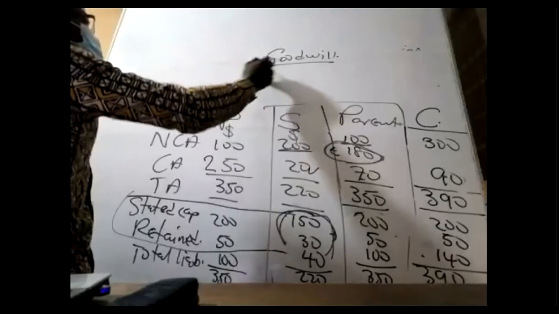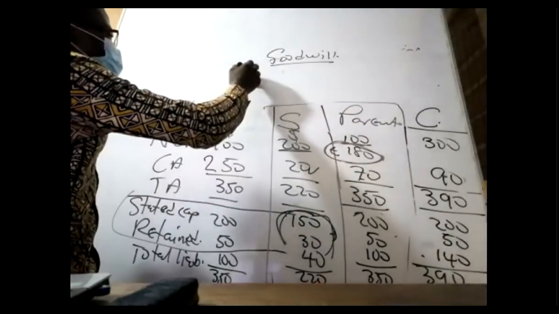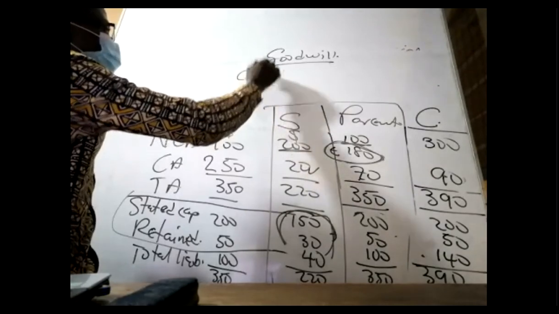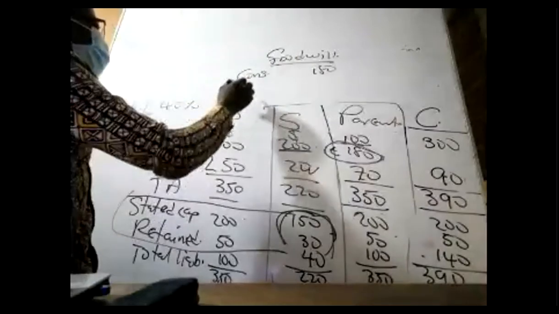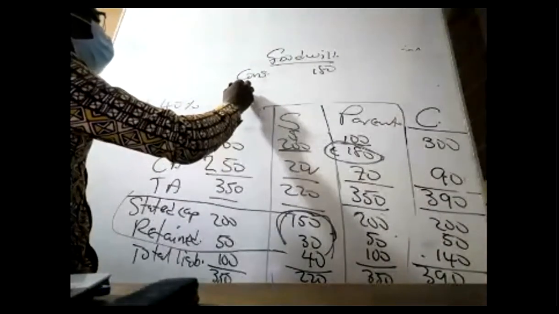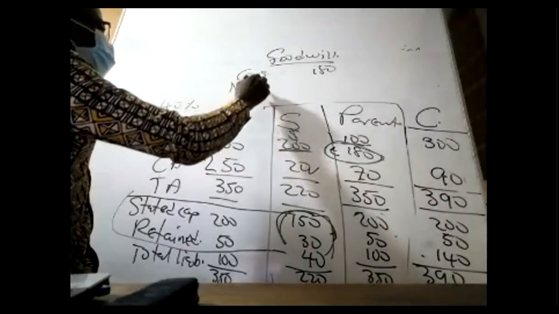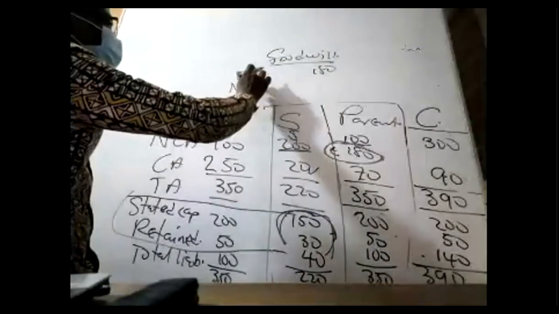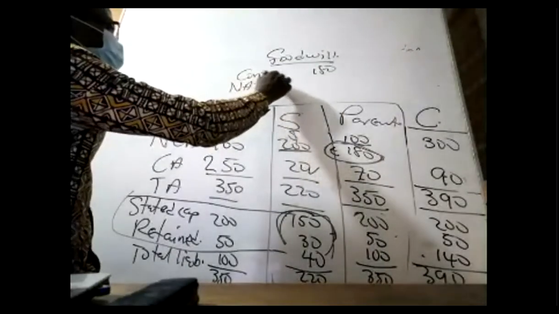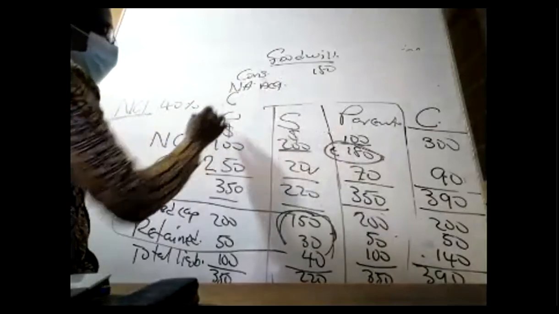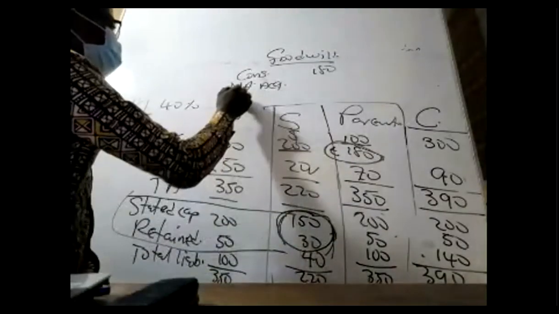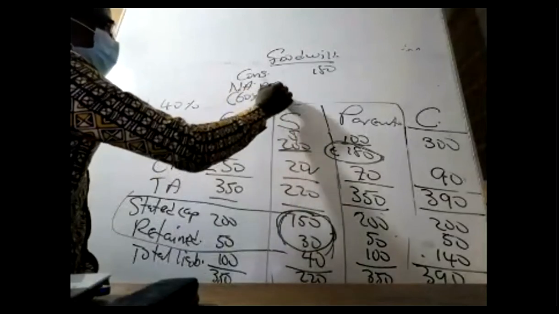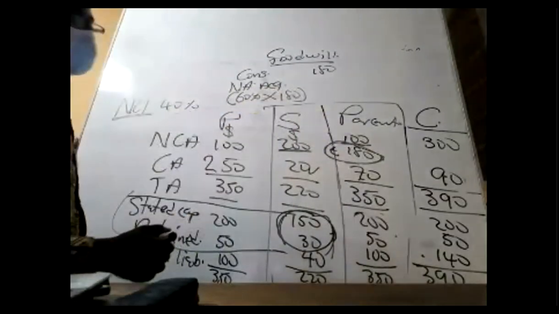So purchase consideration, consideration paid, is 180. Then let's take the net assets acquired. So tell the examiner, net assets acquired. Parent share. The total net asset is what? 180. Parent acquired 60% of this, so 60% times 180.